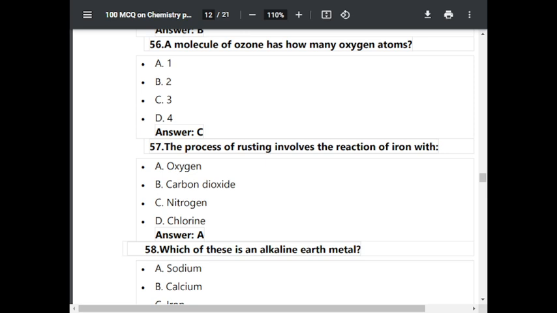Question number 57. The process of rusting involves the reaction of iron with. Option A, oxygen. Option B, carbon dioxide. Option C, nitrogen. Option D, chlorine. The correct answer is A, oxygen. The process of rusting involves the reaction of iron with oxygen. Question number 58.